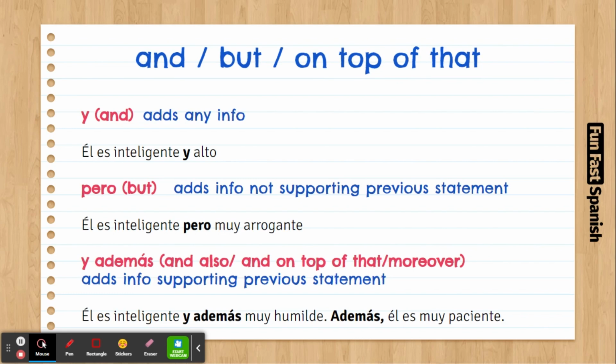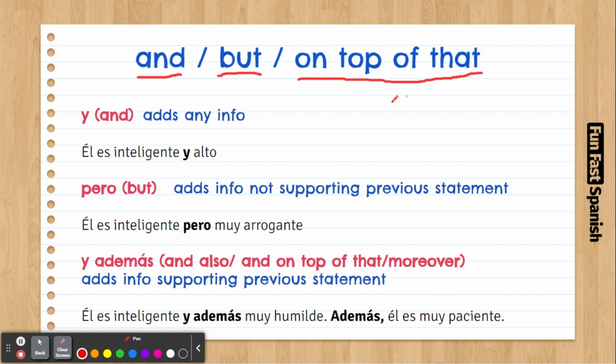Today's video is going to be about three expressions we use, which are pretty much connectors. The word and, the word but, and the word on top of that, or you can also call it also. So we use them exactly the same way we use them in English, and these expressions are used to add information.